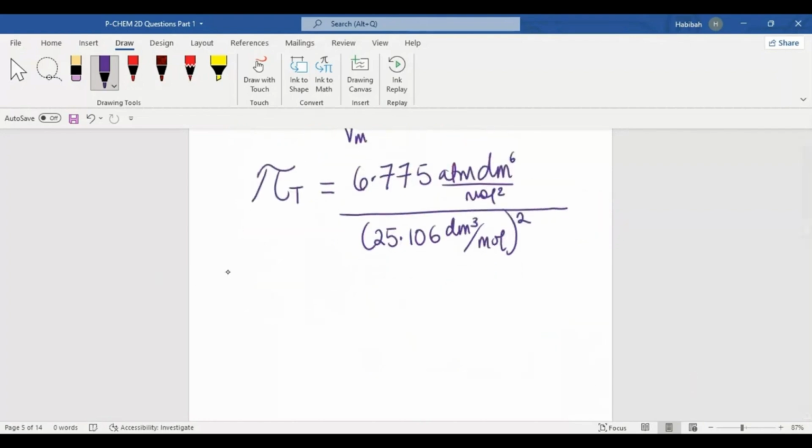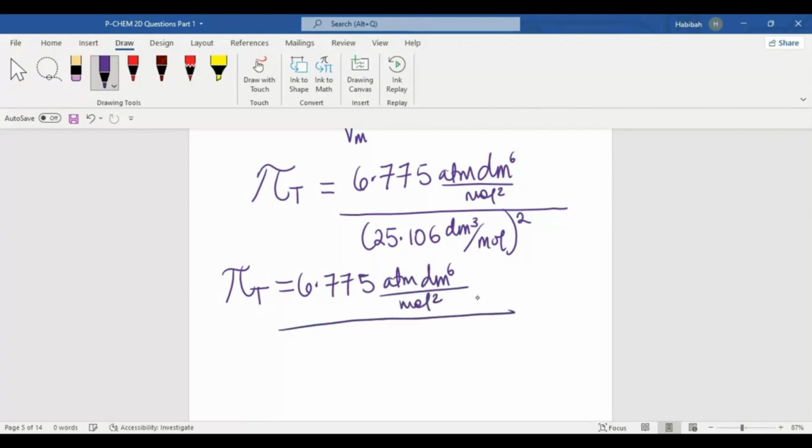So we have pi sub t equals 6.775 atmosphere dm^6 divided by mole squared, divided by 25.106 dm cubed per mole, all squared. First, let's square this unit. dm cubed squared is the same thing as dm^6, and mole squared stays mole squared. Now 25.106 squared is actually 630.3181. So we've basically squared the denominator.